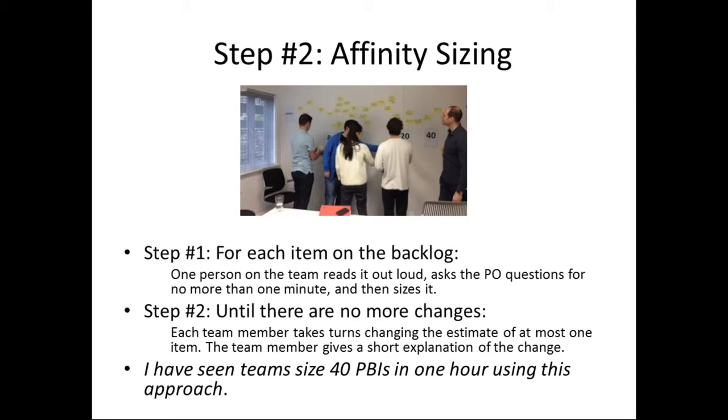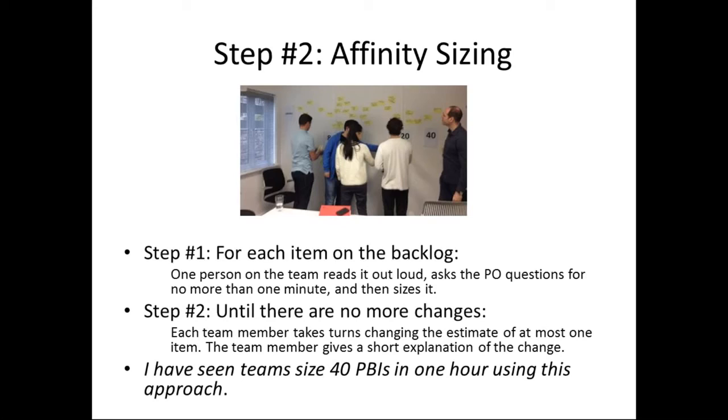So if it's a 20, they put it next to 20. If it's an 8, they put it next to an 8. So you do that for all of the items on the backlog. You basically go around the team. So one person does the first product backlog item, the next developer does the next backlog item. And then once you've gone through the entire team, you go again through the entire team, and you keep doing that until you have the entire product backlog sized.